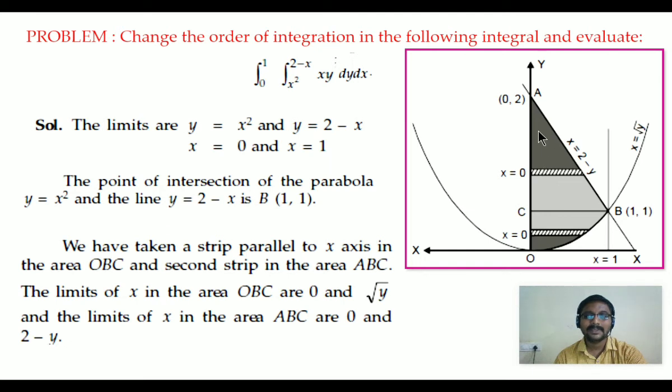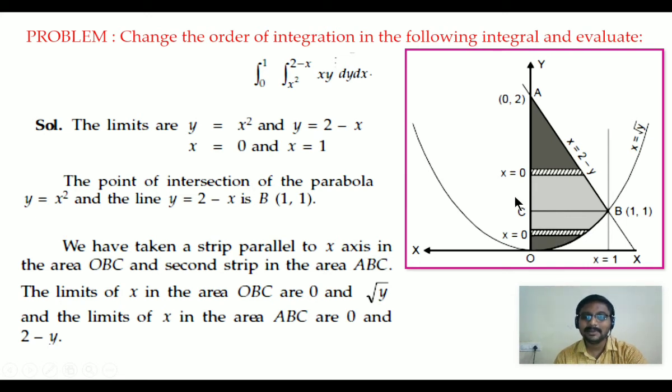The old strip is drawn parallel to the y-axis. It is not shown in the figure. So we have to consider only this region, because the curve y equal to x square, the line y equal to 2 minus x, x equal to 0 meaning the y-axis, and the line x equal to 1 which is parallel to the y-axis all meet in this region. The old strip is not shown in the figure, but we have to take the new limits.